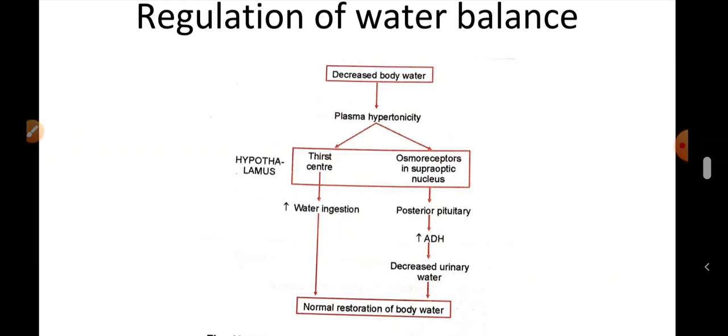So, in this way, through the thirst centers and the osmoreceptors in the supraoptic nucleus, they help in regulating the water. Through osmoreceptors, ADH will be secreted and there is more and more reabsorption of water, decreased urinary water loss, and the normal body water gets restored. Via the thirst centers, there is an increased water intake by the patient and that will lead to the normal restoration of water.